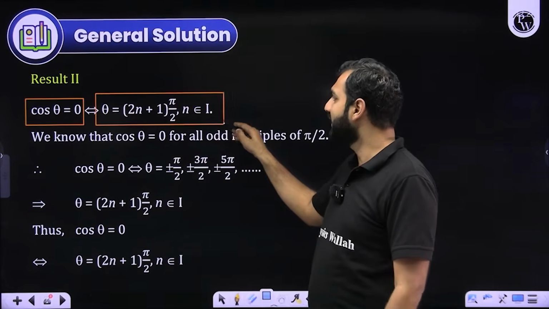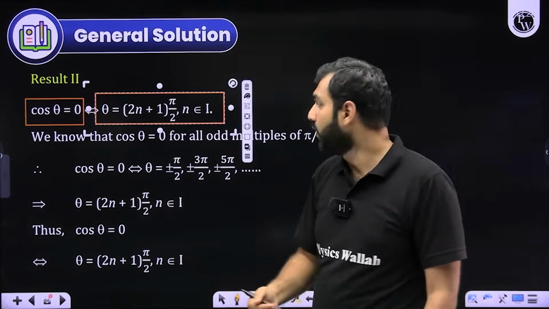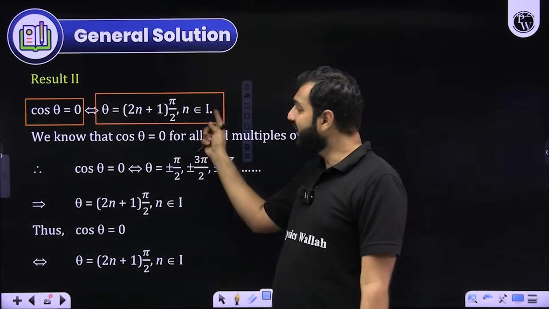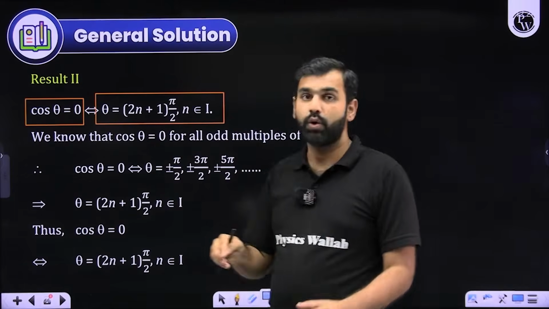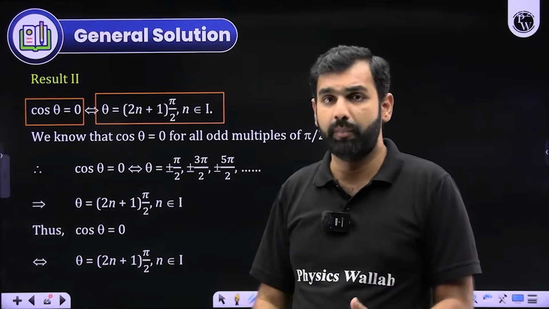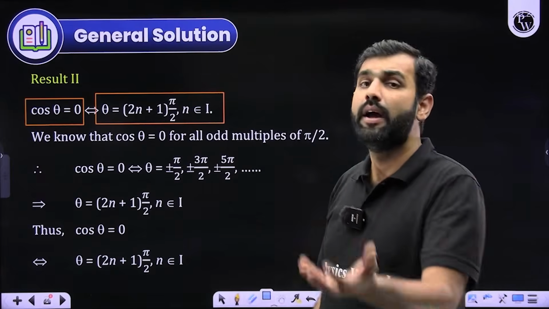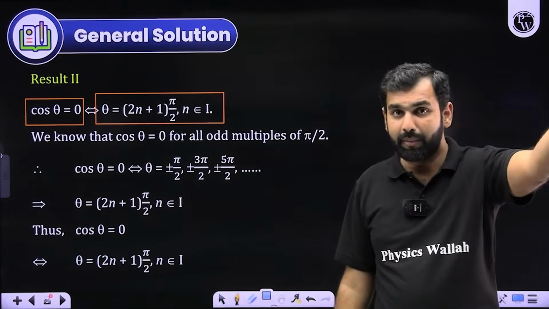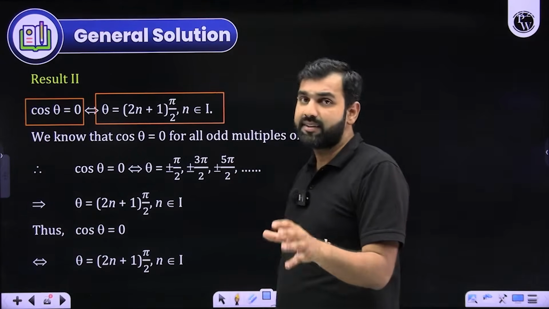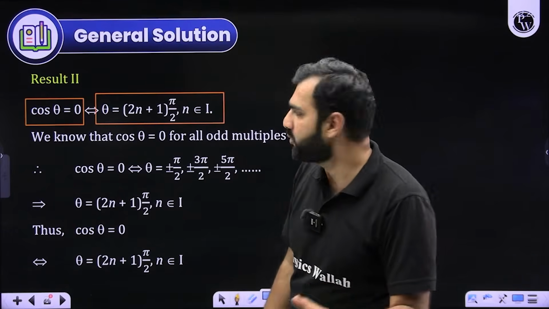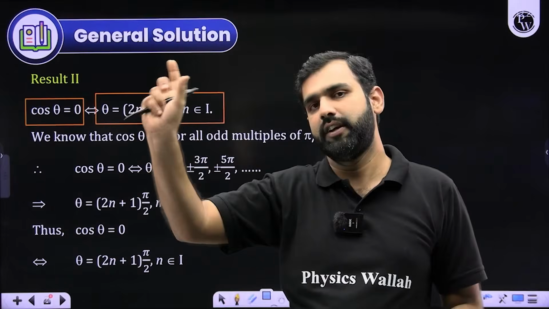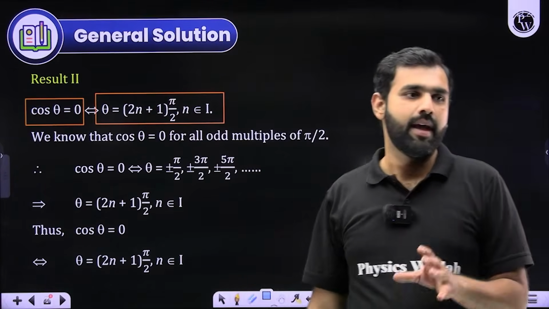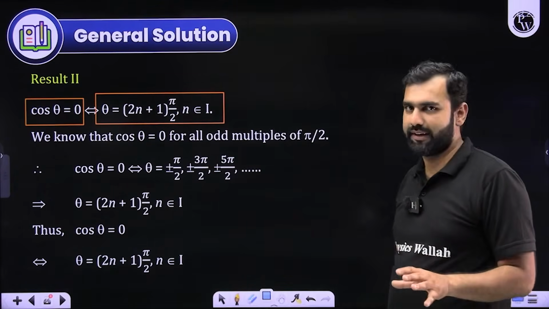Are you understanding? This is how we are giving the general solutions. So 2n plus 1 for any integral value of n will be an odd number. And that odd number into pi by 2 will be an odd multiple of pi by 2: minus 3 pi by 2, minus 7 pi by 2, 3 pi by 2, 11 pi by 2, something like that. At these points, cos theta will be 0. For these values of theta, cos theta will be 0. Are you understanding this result very clearly?